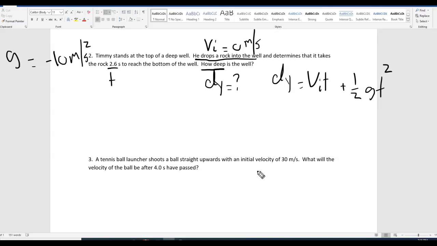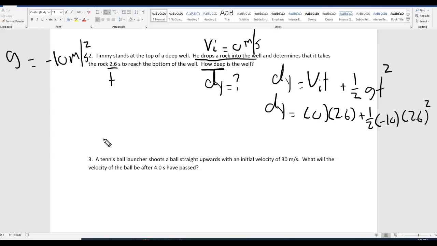I'm solving for dy, and so I just plug into my equation. dy equals 0 times t, which is 2.6, plus 1/2 times negative 10 times 2.6 squared. Okay. Now, make sure you don't make this common math mistake. Remember, 0 times 2.6 is 0. Okay, and so this 2.6 is basically gone. Okay, it doesn't matter at all.